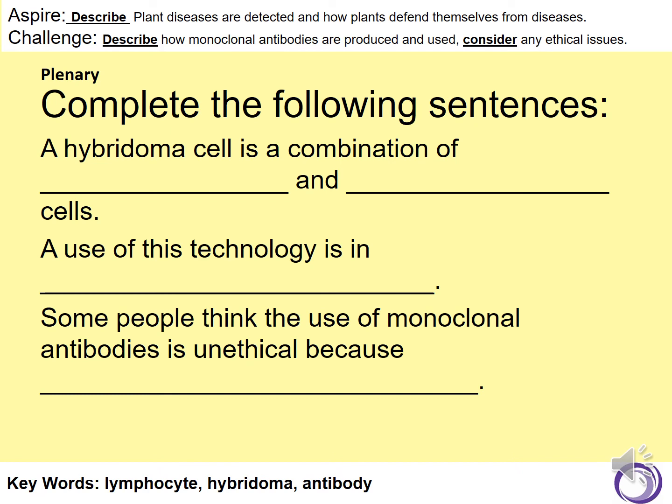So here we are at the plenary. All I would like you to do is, on your Google Sheet, just to complete the following sentences. It'll only take a couple of minutes to do that. So a hybridoma cell is a combination of what and what. Please notice the word hybrid because that should be stuck in your mind now. A use of this technology is, and you should have an example that sticks in your mind. I've told you my example that sticks. Some people think the use of monoclonal antibodies is unethical because, and again, just have an opinion that's very clear that you can put into that.